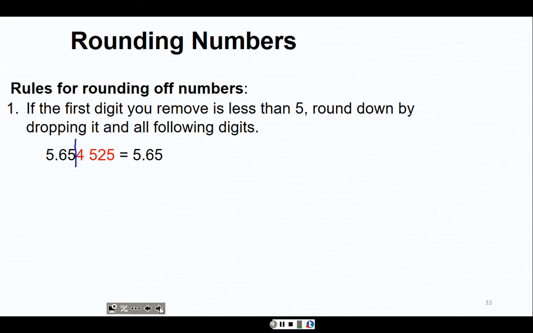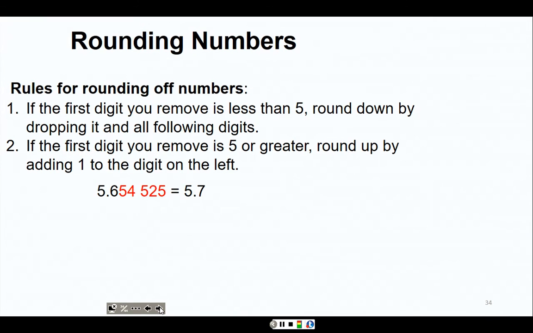We're just rounding down. If the first digit you remove is 5 or greater, you're going to round up. So in the case where we might have to round to 2 sig figs here, and the first digit to be removed is 5 or greater, you'll round up. So in this case, you round to 5.7.